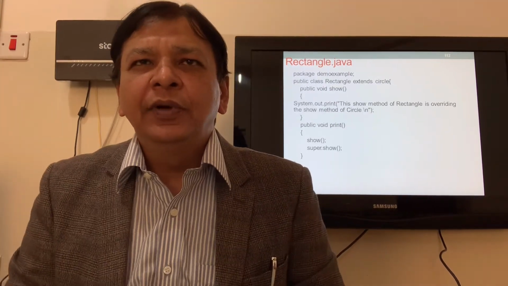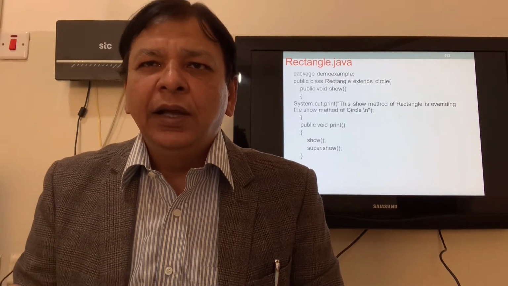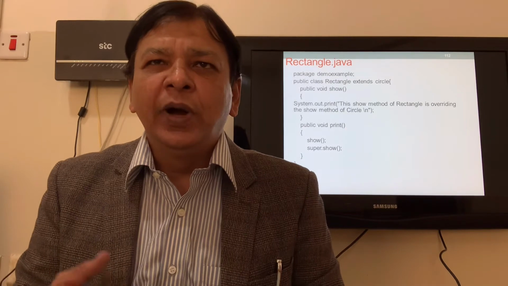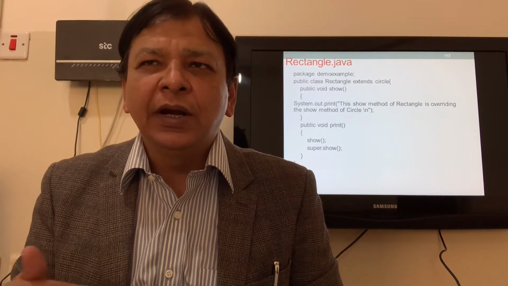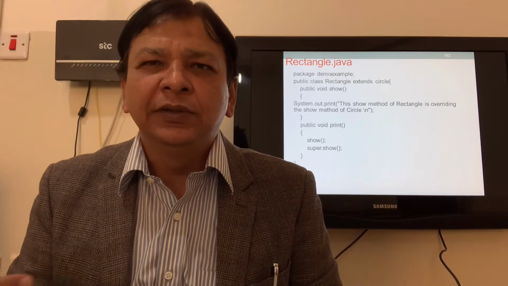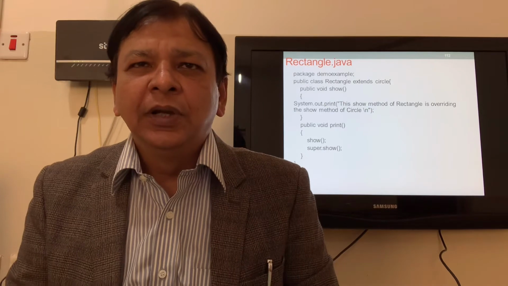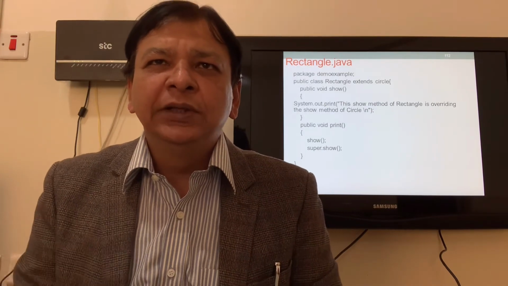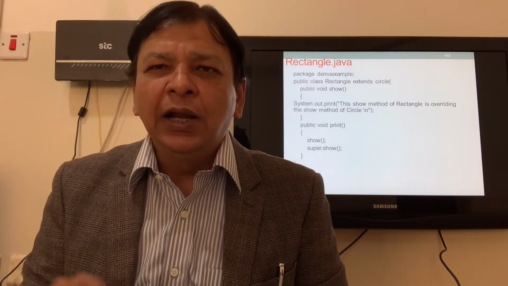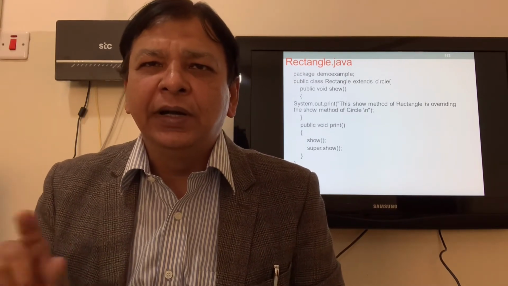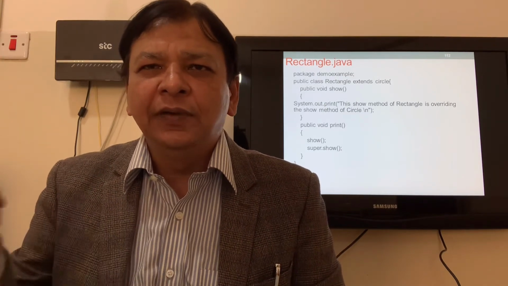Then you have rectangle.java, public class rectangle extends circle, public void show, system.out.print. The show method of rectangle is overriding the show method of circle, and the public void print show. This is the show method we declare inside the rectangle, and then super.show to call from the circle class, the parent class. So we use keyword super, it calls the show method of the parent class.